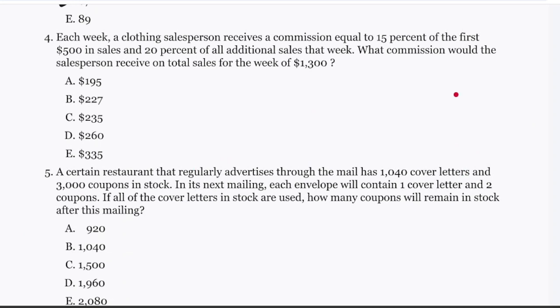Let's check that out. Fourth says: each week a clothing salesperson receives a commission equal to 15% of the first $500 in sales and 20% of all additional sales that week. What commission would the salesperson receive on total sales of $1300 for the week?